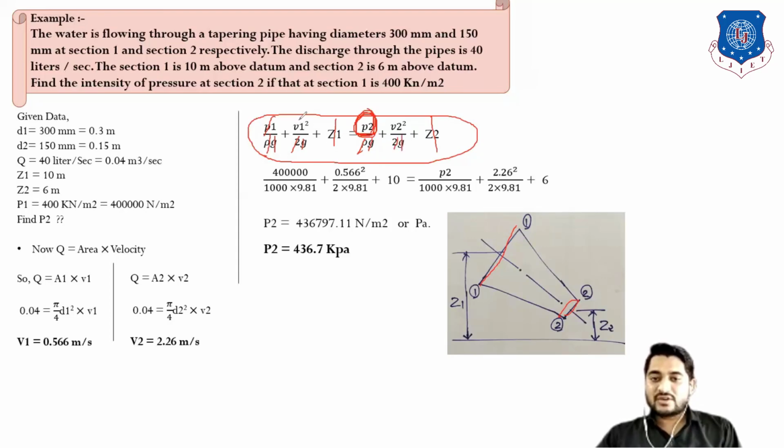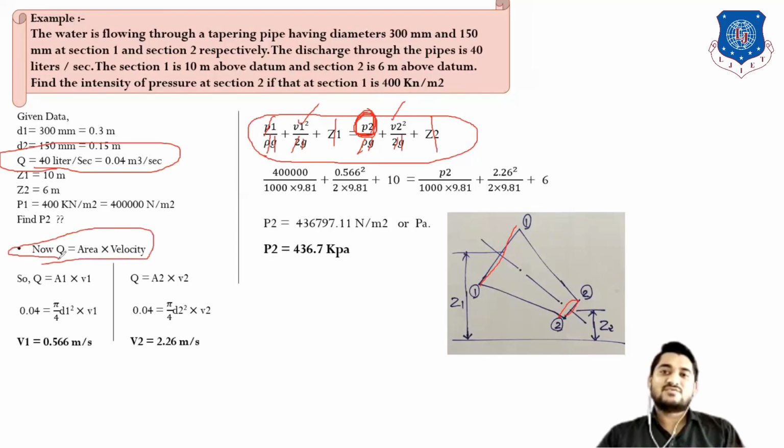So we have to find out V1 and V2 first. Then after we can find the value of P2. So how can we find V1 and V2? In the given data, discharge is given. We have already known that discharge is equal to volume by time, as well as discharge is equal to area into velocity.